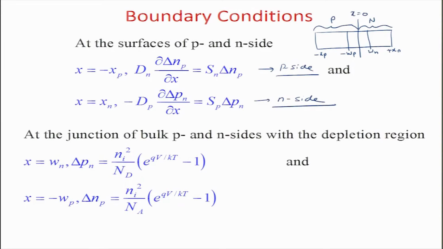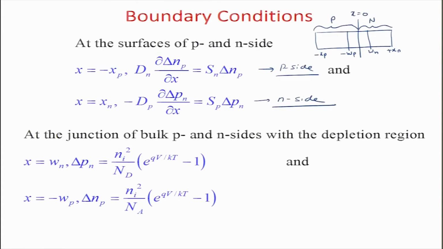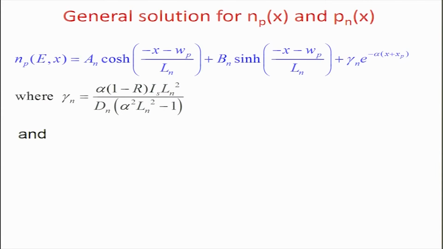At the boundary, delta Pn is equal to Ni square by Nd exponential of qV by kT minus 1, and at minus Wp, delta Np is equal to the same Ni square by Na into exponential of qV by kT minus 1. So, these are the boundary conditions at the surfaces of the P and N sides and at the junction of the P and N sides with the depletion region. Now, when you apply these boundary conditions and solve the differential equation, it is a little tedious, but it is not very difficult to do. You can do it yourself. In fact, I would recommend you do it yourself as well.